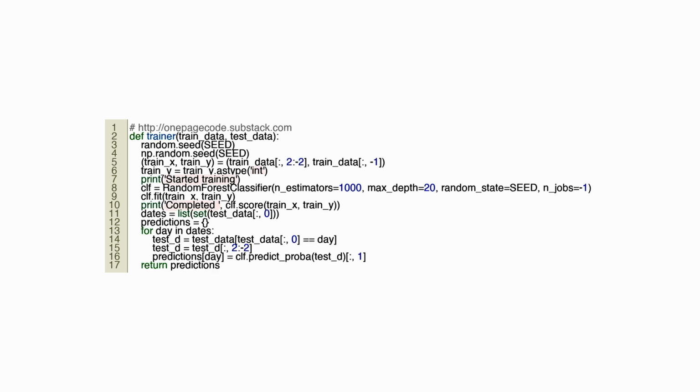Next, it creates a list of unique dates in the test data and creates an empty dictionary to store the predictions. It then loops through each date and selects the rows in the test data with that date. These rows are then used as the test set for the model, and the predicted probabilities for each row are stored in the dictionary. Finally, the function returns the dictionary of predictions.